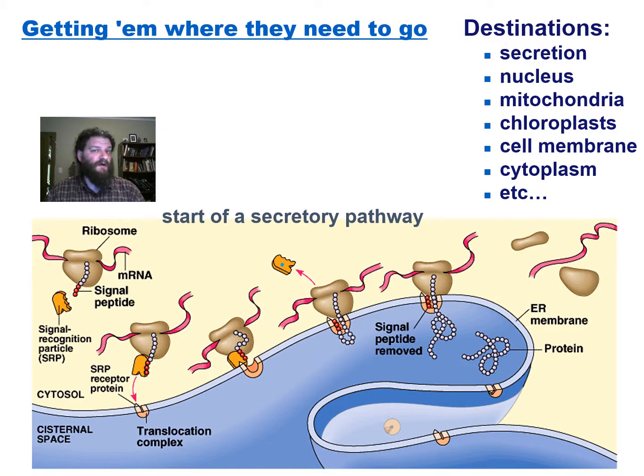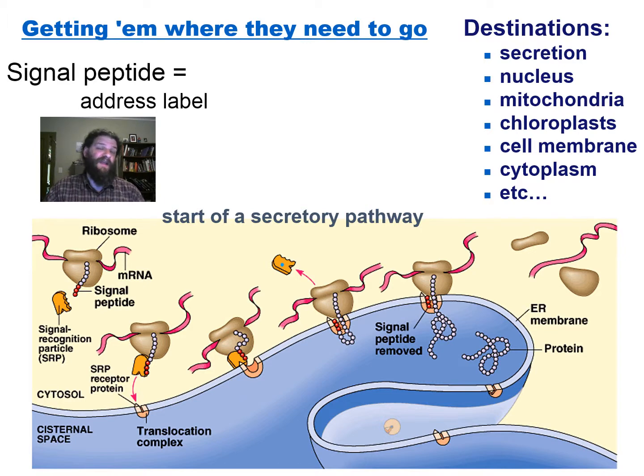Not all proteins are bound to go to the same place. Some of them are secreted, some of them stay in the nucleus, some of them go to the mitochondria, some of them are going to be parts of the cell membrane, and so they need to go to the endoplasmic reticulum. That means that each gene actually has a section of it that codes for a non-protein peptide that's going to act as a signal, an address label.